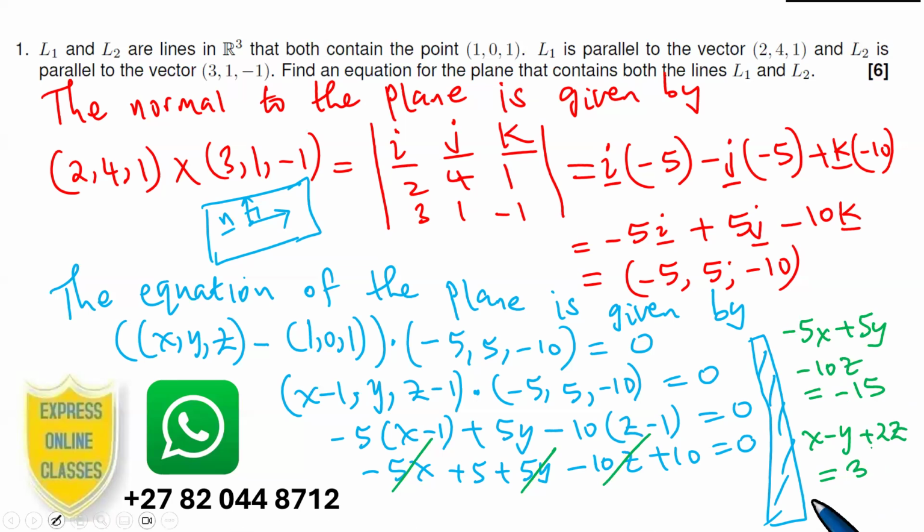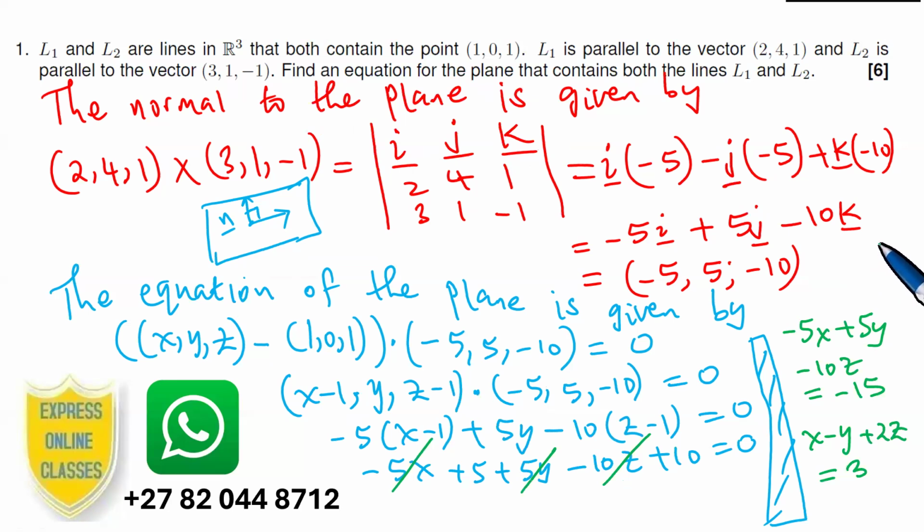And this becomes the answer. So we are able to get x minus y plus 2z equals 3. And this is exactly the equation for the plane that contains both lines, L1 and L2. So we have solved this problem here. And it is our hope that this is very clear and therefore well understood.